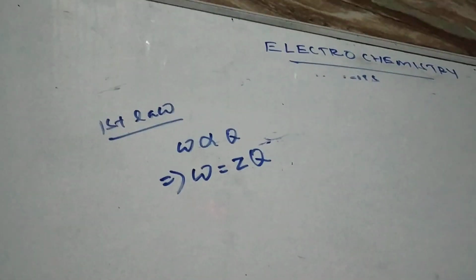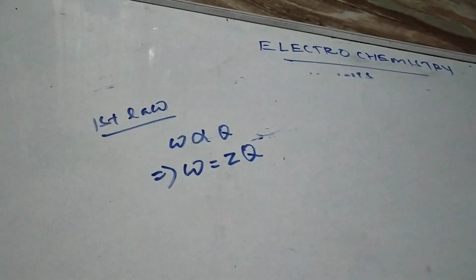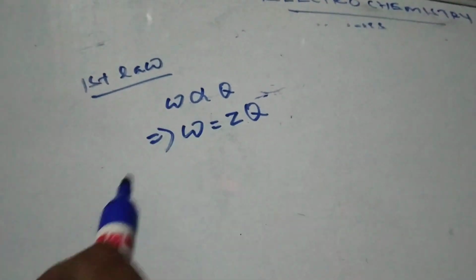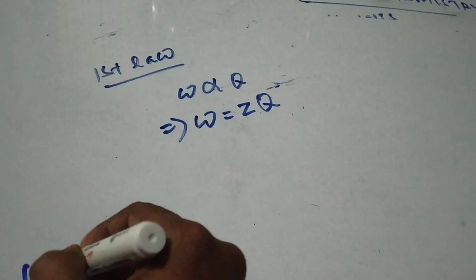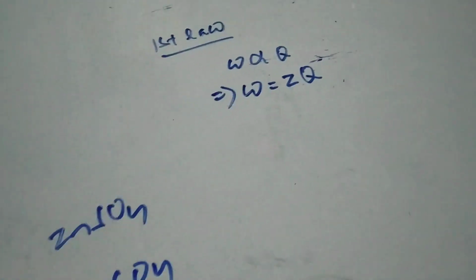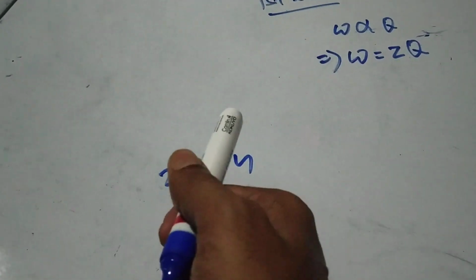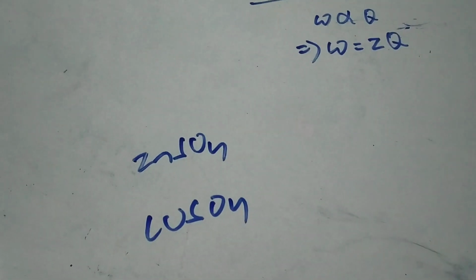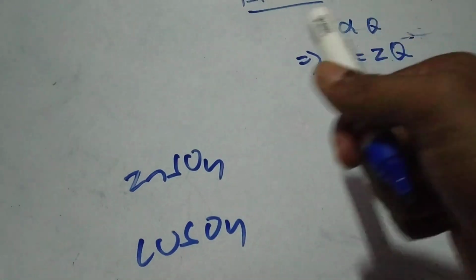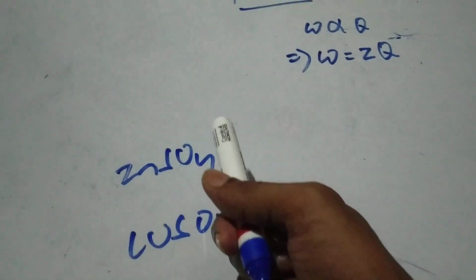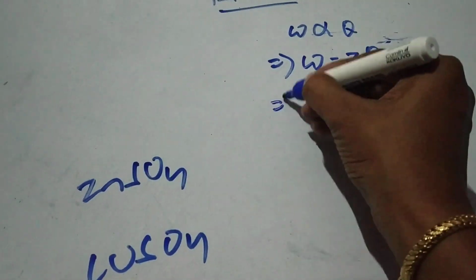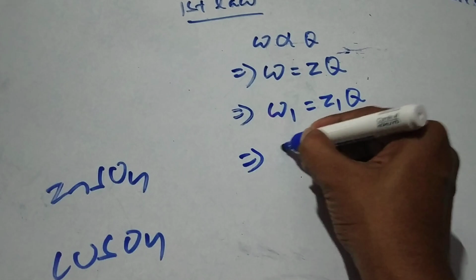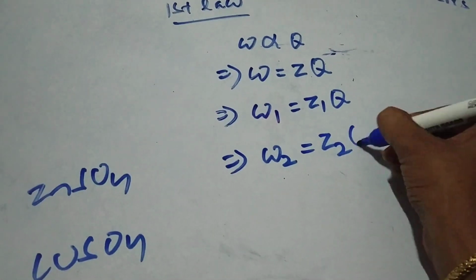So Q will be constant, but Z will not be constant because depending upon the electrolyte, the Z value will be different. For example, if you take zinc sulfate solution and copper sulfate solution in the two electrolytic cells, the Z value for zinc and the Z value for copper are different, because Z value depends upon the equivalent mass, and the equivalent mass for zinc and copper are different. So I can write W1 is equal to Z1Q. Similarly, W2 is equal to Z2Q.